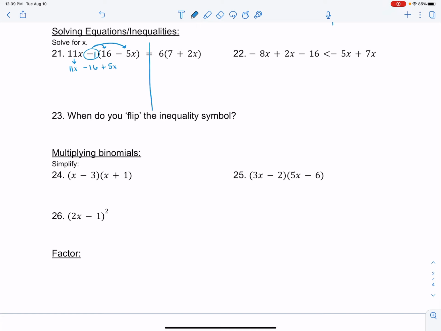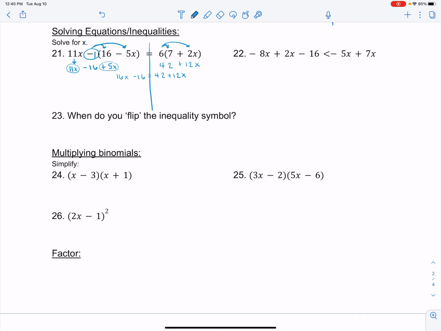Now if I continue just on this side, I notice I have 2 x's. Well, those are like terms and can be combined. So 11x plus 5x is 16x minus 16 equals. Now if we look only at the right side, first, we're going to get rid of the parentheses by distributing the number on the outside, the 6. 6 times 7 is 42. 6 times 2 is 12x. Those are not like terms, so there's nothing else I can do, and I'm just going to bring it to the same level. Okay, so now I have simplified both sides separately.